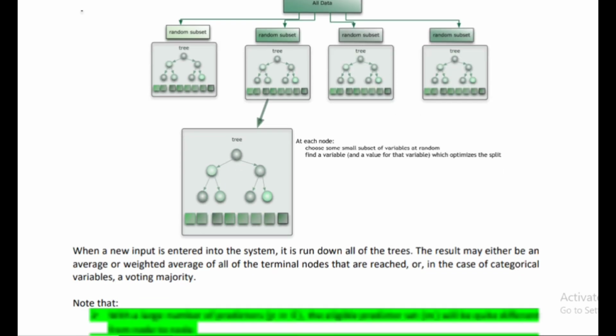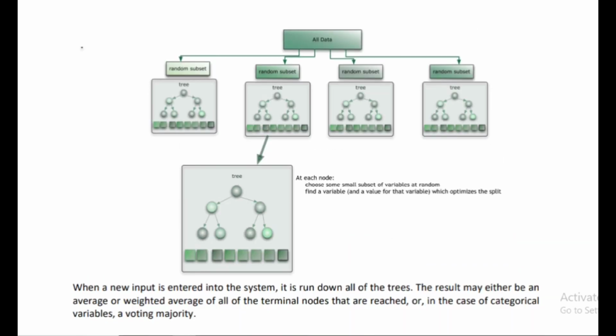So there is all data in this diagram. We see all data, then random subset tree, random subset tree, random subset tree. Then at each node, choose some small subset of variables at random. Find a variable and a value for that variable which optimizes the split.